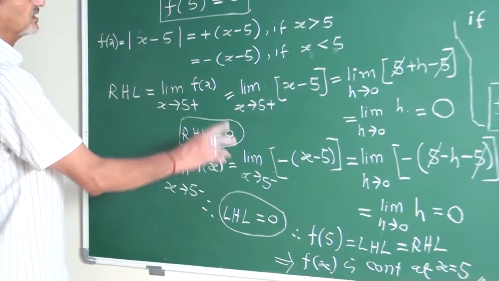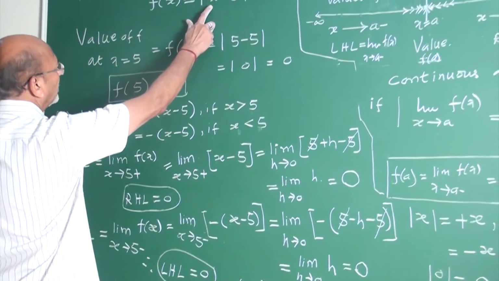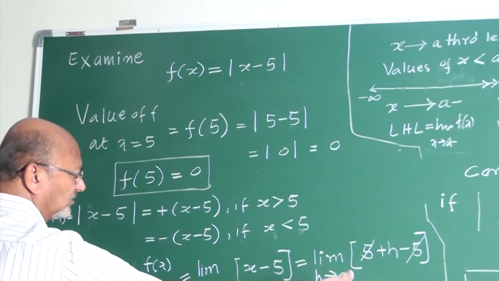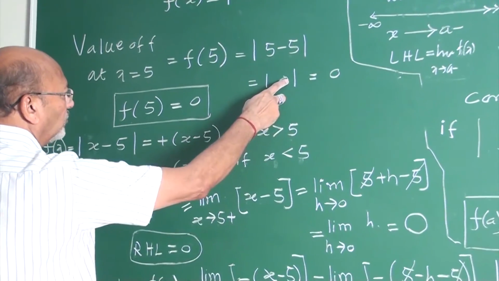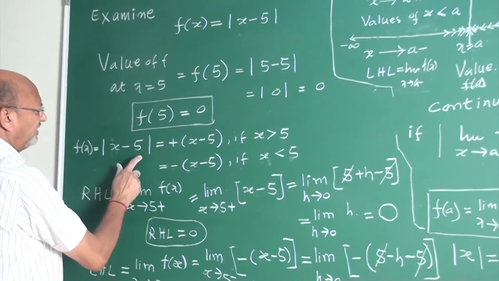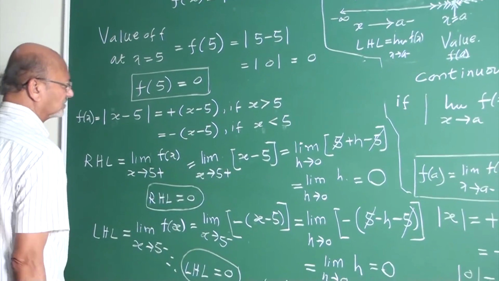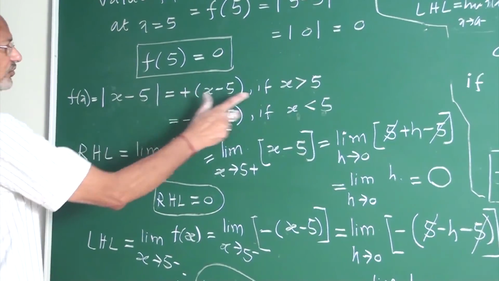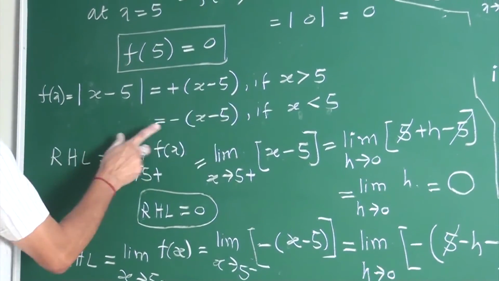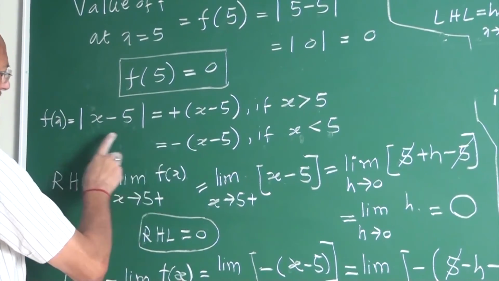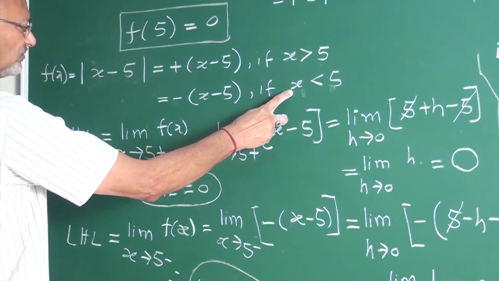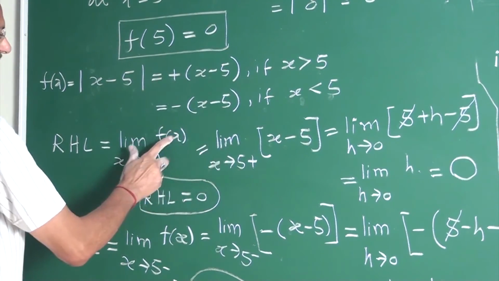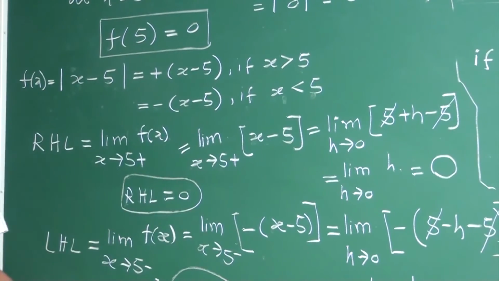Hope, my friends, clear. It is mod x minus 5. Value, this is given the definition of what? Mod x there. Mod 0 is 0. Then we can define it by making use of the definition. What is the definition? f(x) equal to mod. This mod is positive when x is greater than 5. This mod is what? Negative, if inside is negative, that is x is less than 5. RHL positive.